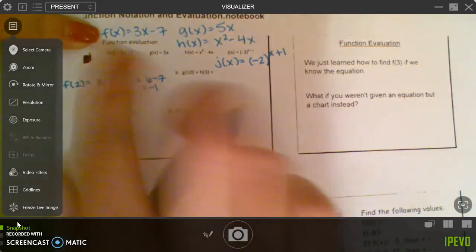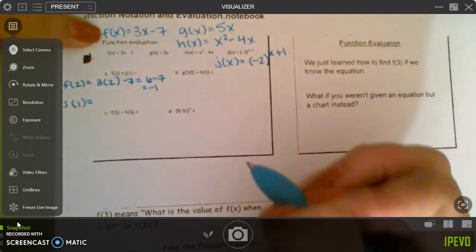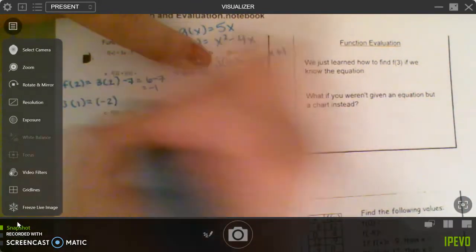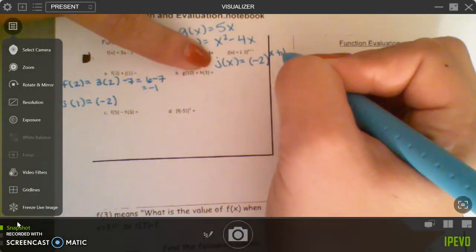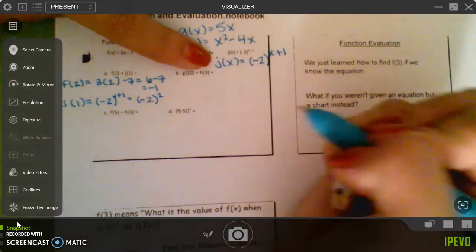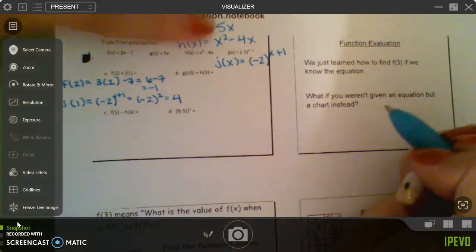But the second part is j of 1. So j of 1 means we're using this function over here. So -2 with the exponent of x plus 1. So that's where this 1 is going to go. It's going to be 1 plus 1, means it's -2 squared. -2 squared should give you a positive 4.